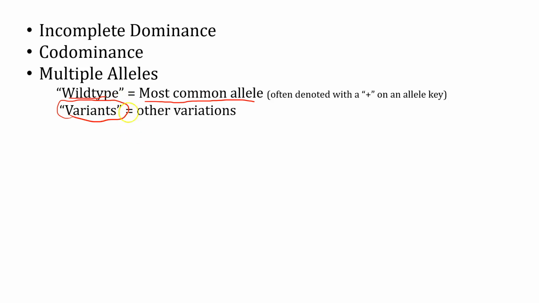In order to make that determination, you would have to survey the population, figure out which one is the most common, and that is the one you would simply call the wild type allele. Usually it's denoted with a plus sign on an allele key. So let's say you're making an allele key where BR stood for brown fur, white stood for white fur, B stood for black, and gray for gray fur, and this was your allele key.